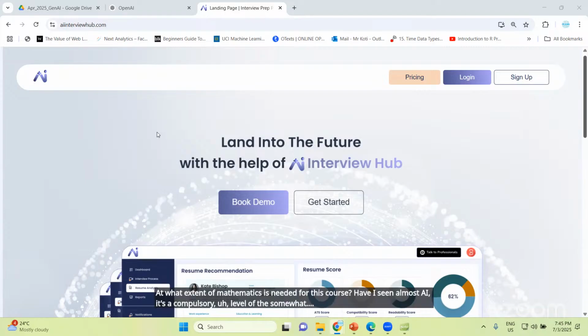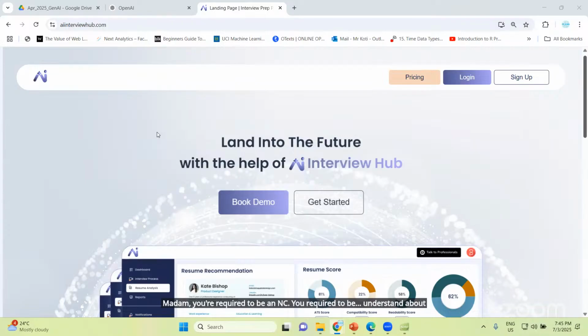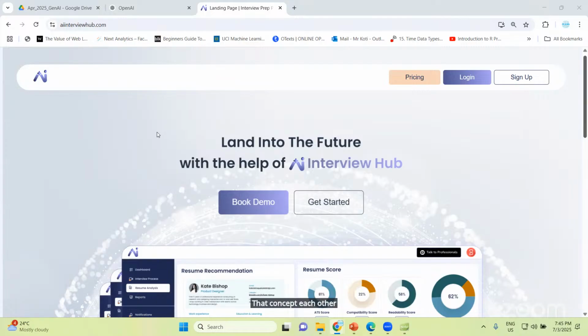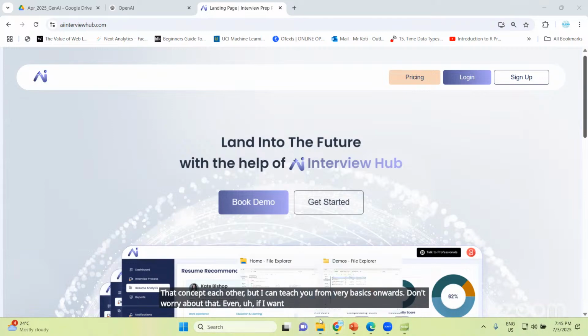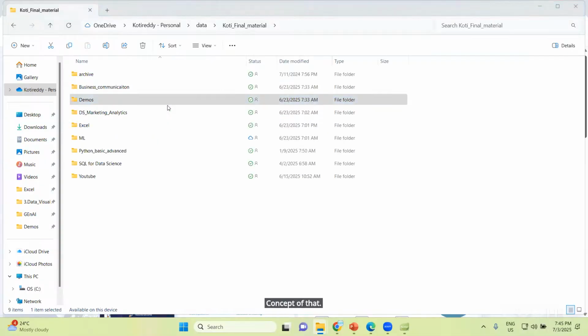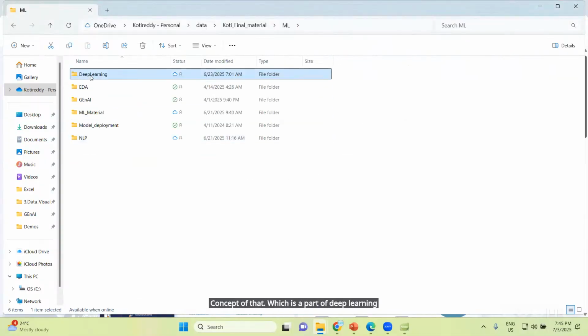Somewhat. You are required to understand derivatives, partial derivatives and calculus. Calculus is not much, but there is a concept. There is gradient descent, forward propagation, backward propagation. That concept is taught a lot, but I can teach you from the very basics onwards. Don't worry about that. Even if you want, I can show you how I teach that concept, which is a part of deep learning actually.